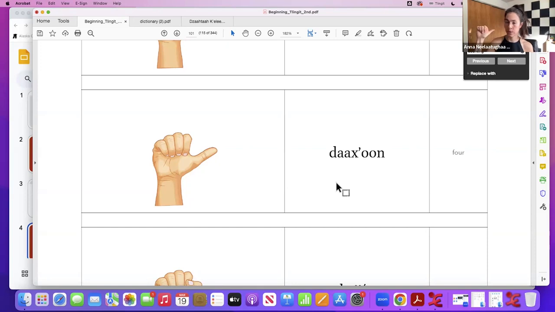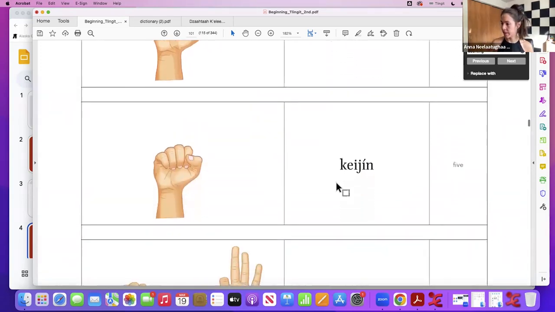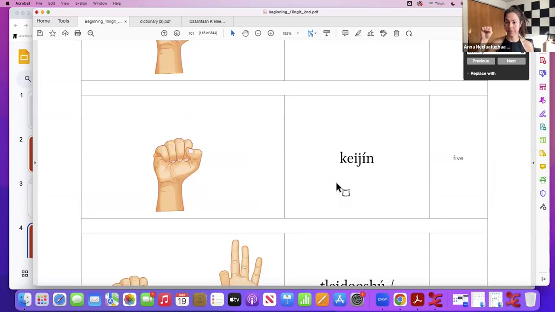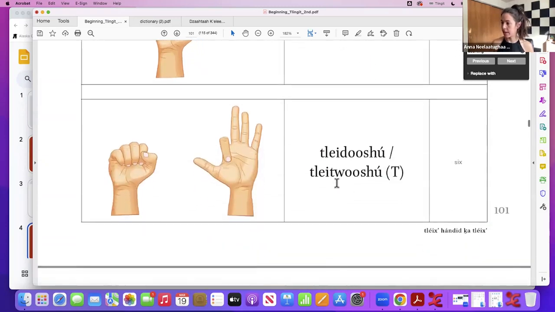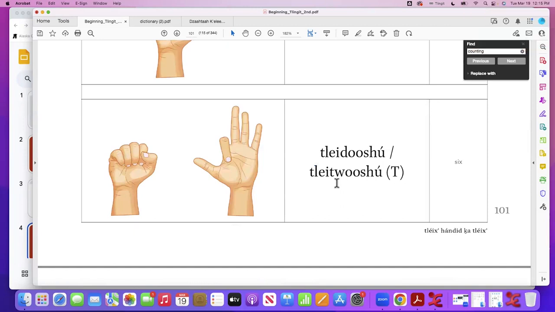Dagoen. Dagoen. Cajun. Cajun. Clé de chou. Or a variation from Teslin. Repeat after me. Clé de chou. Good.